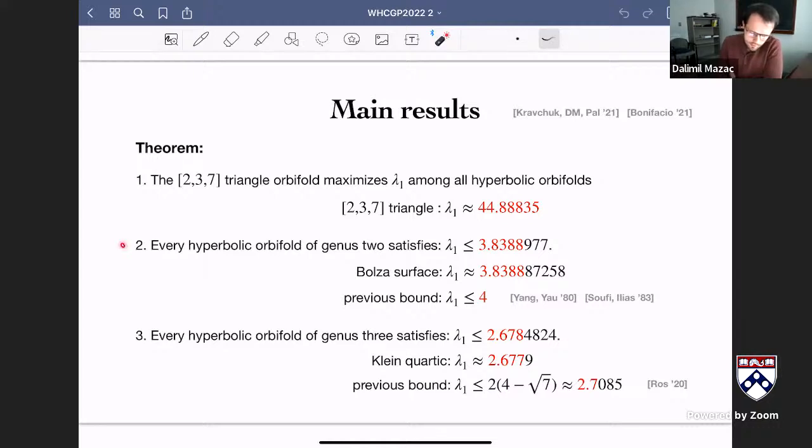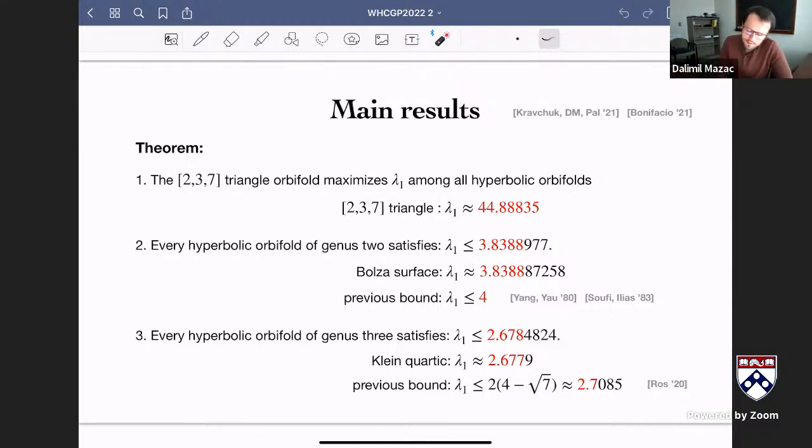And among other things, we also proved upper bounds on the spectral gap at fixed genus. This is something that would be quite hard to do by brute force, because already at genus 2 there is a 6-dimensional moduli space. So if you wanted to understand the spectral gap, you would have to compute numerically the spectral gap for each point in this moduli space, and that would be computationally very expensive. And this bootstrap method that I'll describe implies an upper bound on the spectral gap for any genus 2 surface or orbifold of 3.8388977.